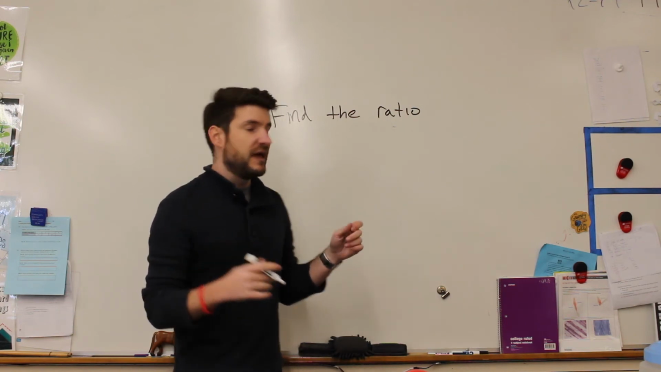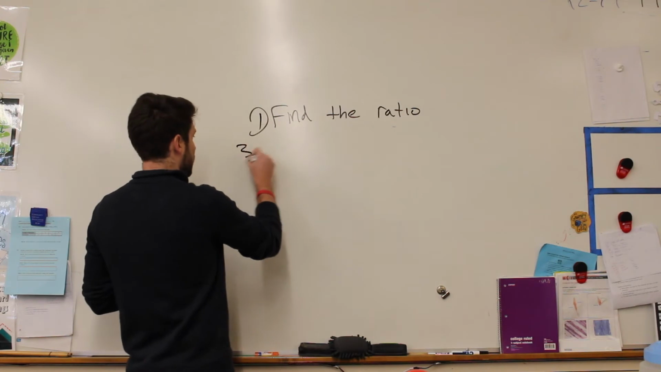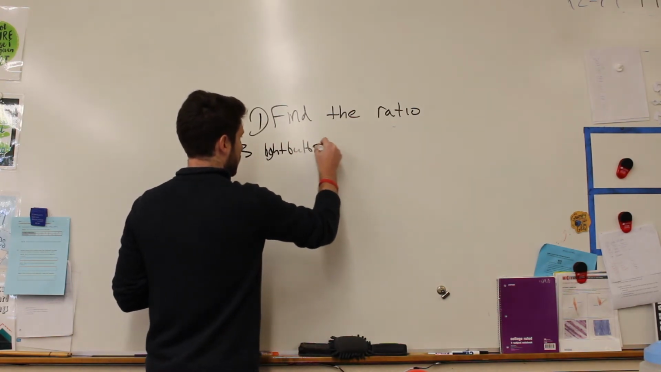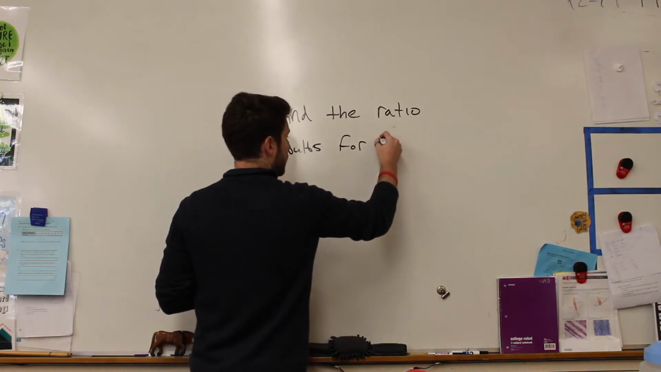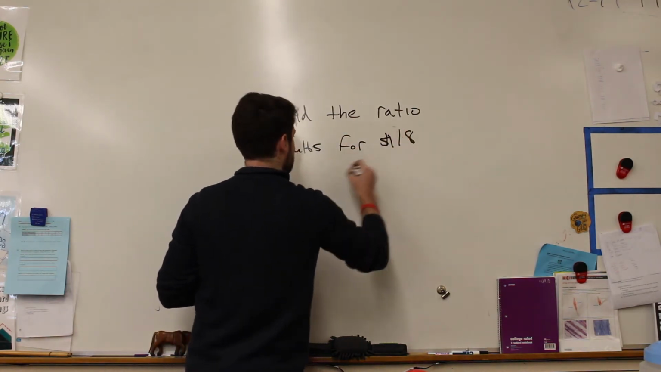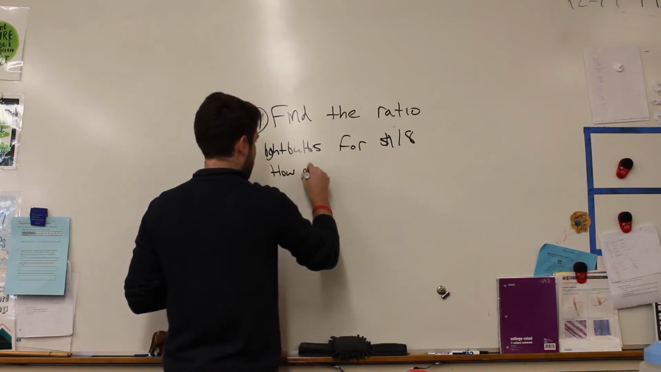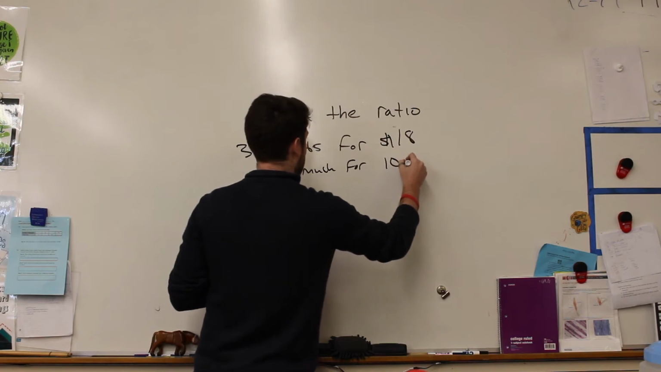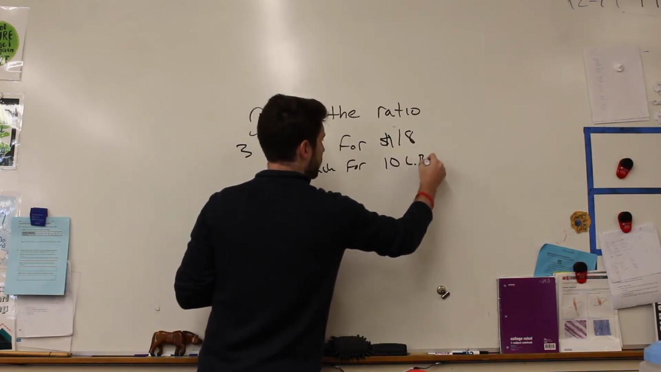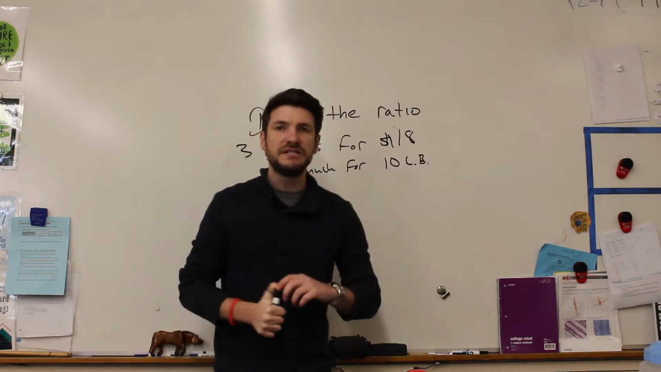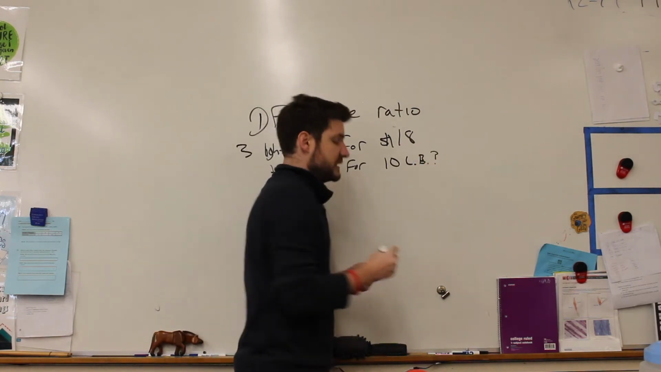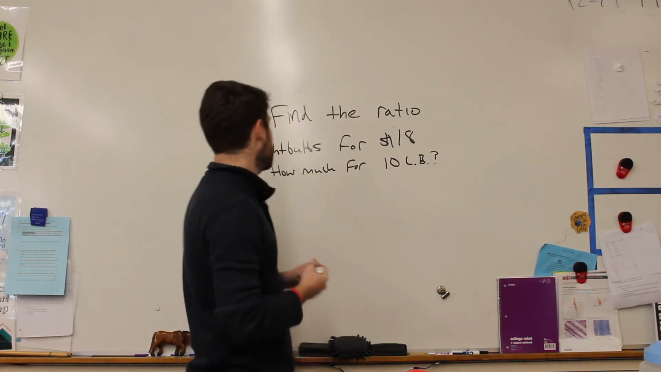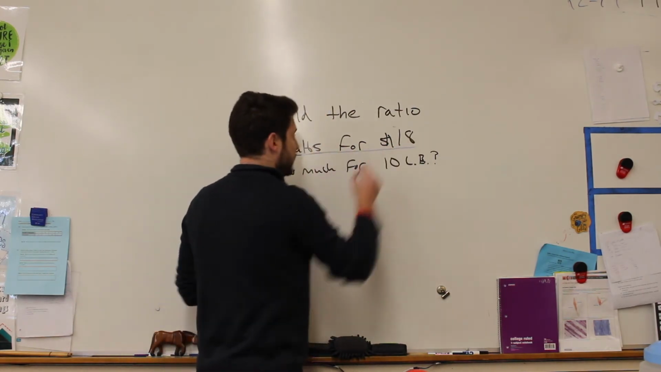You know that, let's see, 3 light bulbs for $18, how much for 10 light bulbs? There is a complete ratio inside this problem. You have to find that first, and it's right here: 3 light bulbs for $18.